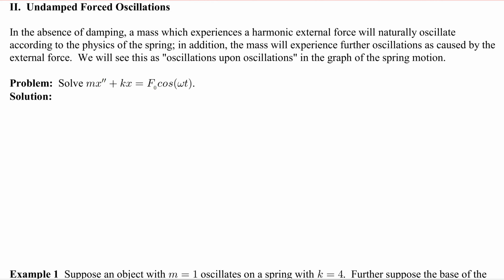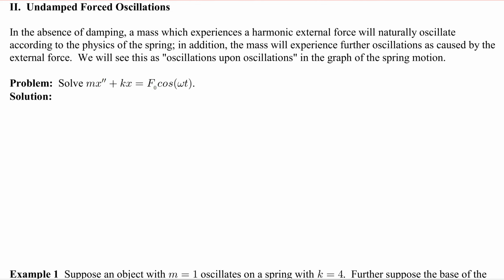In the absence of damping, a mass which experiences a harmonic external force, that's just a regular harmonic force moving the base of our setup up and down, will naturally oscillate according to the physics of the spring. In addition, the mass will experience further oscillations as caused by the external force. We will see this as oscillations upon oscillations in the graph of spring motion.